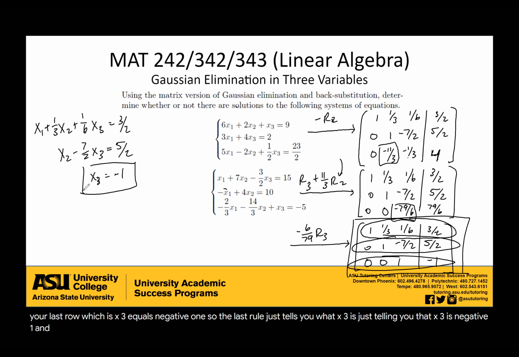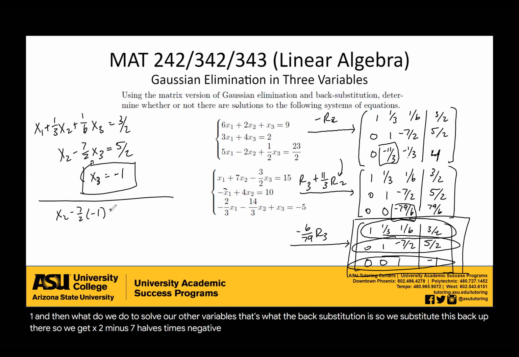And then what do we do to solve for our other variables? That's what the back substitution is. So we substitute this back up there. So we get x2 minus 7/2 times -1 equals 5/2. So that's x2 plus 7/2 equals 5/2. So subtracting it over, we get x2 equals -1 as well.